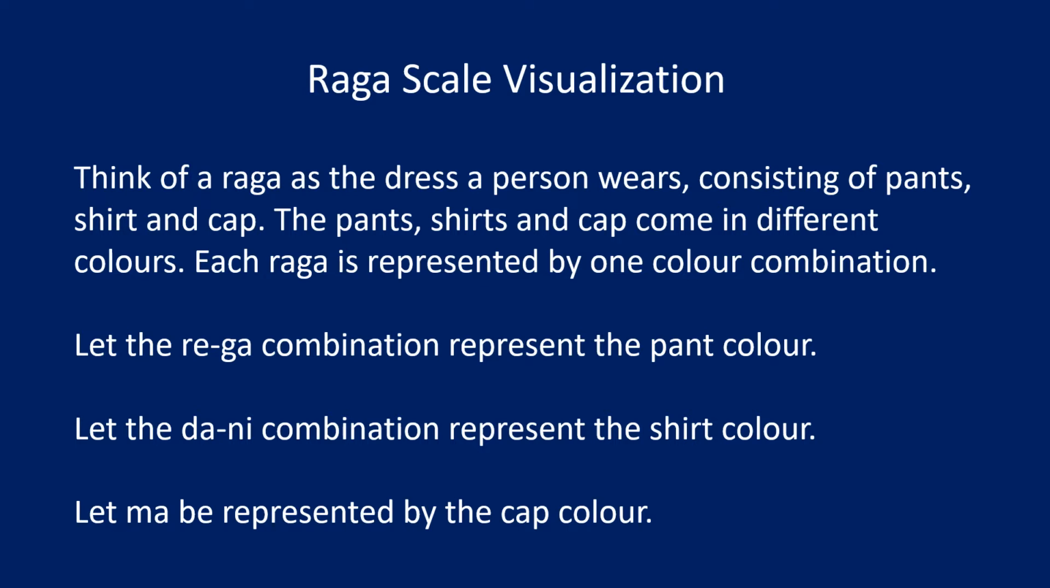In order to understand these different scales, let us build a raga scale visualization scheme. Think of a raga as the dress a person wears, consisting of pants, shirt, and cap. The pants, shirts, and cap come in different colors. Each raga is represented by one color combination. Let the Re-Ga combination represent the pant color. Let the Da-Ni combination represent the shirt color. Let Ma represent the cap color.